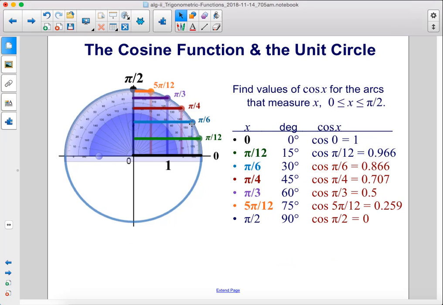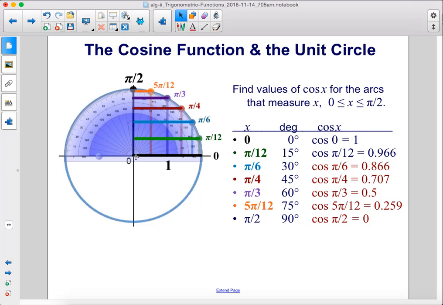The next point is pi over 6, and that's a 30-degree angle, and the cosine value, the length of this blue line here, is 0.866. At pi over 4, that is a 45-degree angle, so that creates a 45, 45, 90 right triangle. Therefore, the sine and cosine values are equal at this point, and that value for the cosine is 0.707.